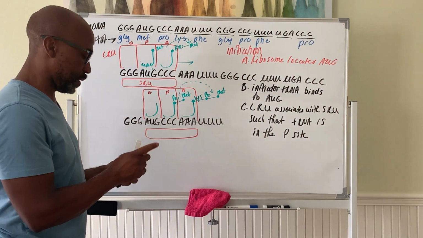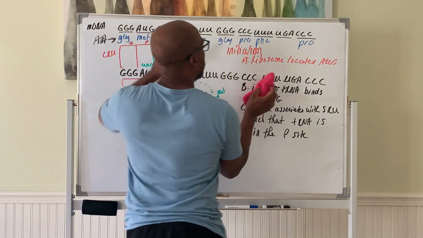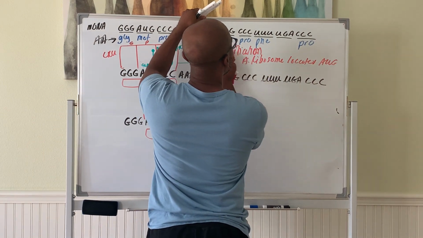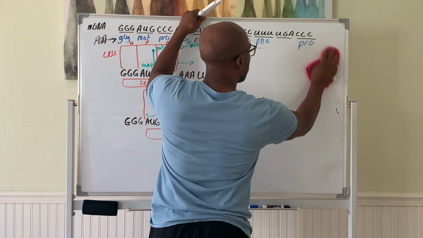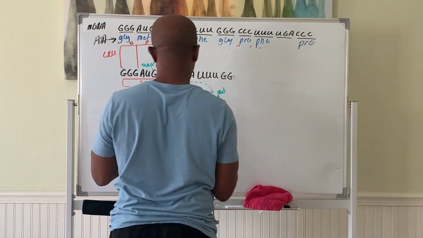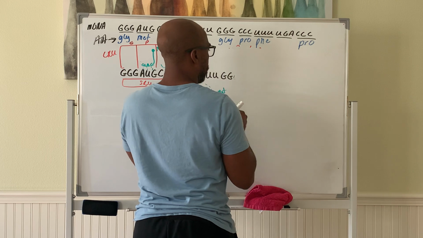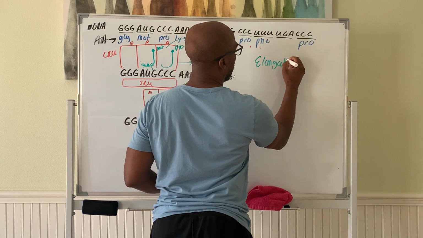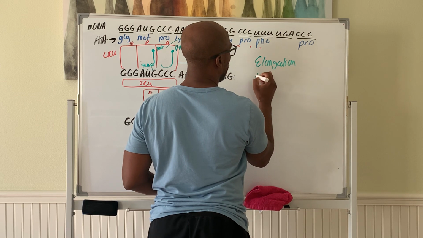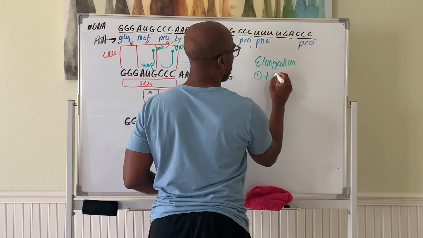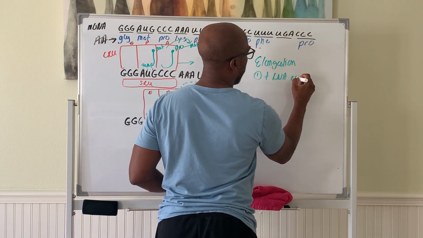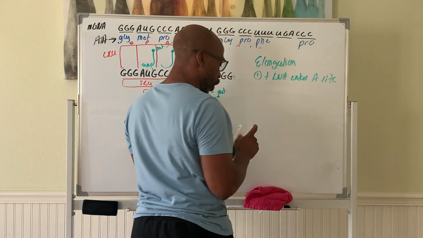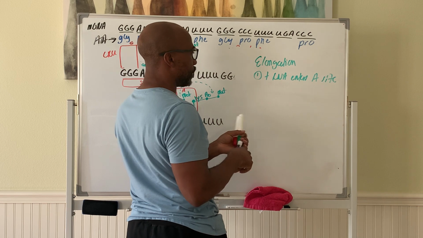That's elongation. Let me see if I can summarize that for you better. So, for elongation, steps of elongation. Here, step 1 is tRNA enters A site. A is always where the new tRNA enters.